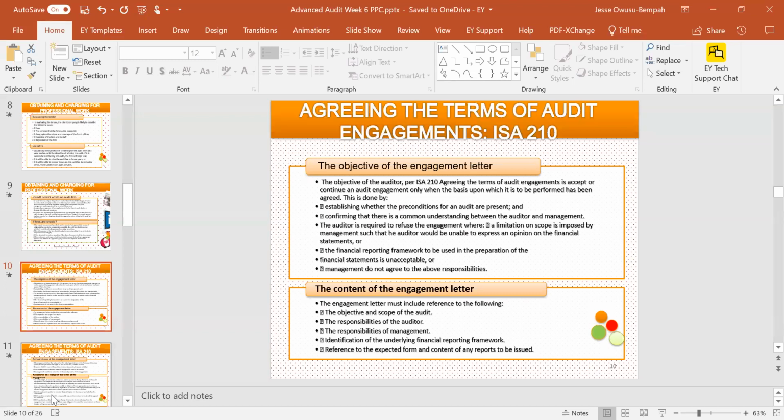This is done by establishing whether the preconditions for an audit are present, confirming that there is a common understanding between the auditor and management, and that the auditor is required to refuse the engagement where there's a limit. Okay, so let me explain the first part of it. The engagement letter is one of the key things in audit, so it's something I would want to explain extensively.